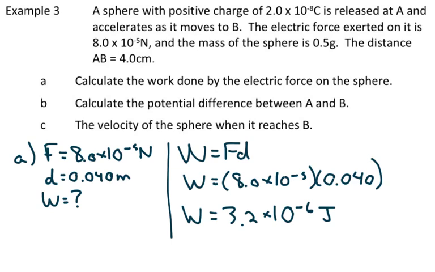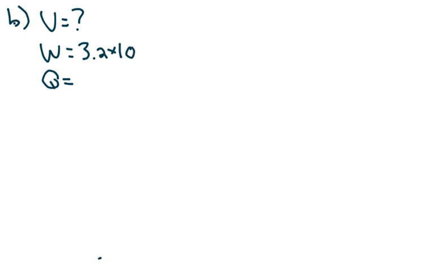Looking at B, the potential difference between A and B, the potential difference is just the voltage of the cell. So, let's just flip to the other slide here. In B, we need to find the voltage, and we know that V equals W over Q. We just found the work, 3.2 times 10 to the minus 6 joules.